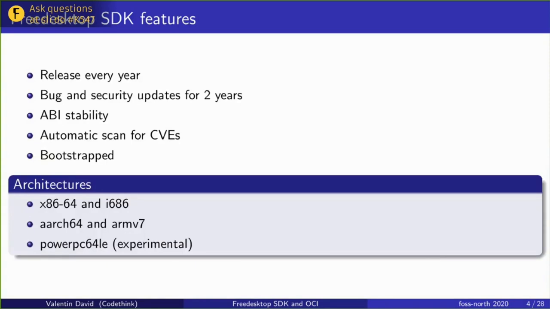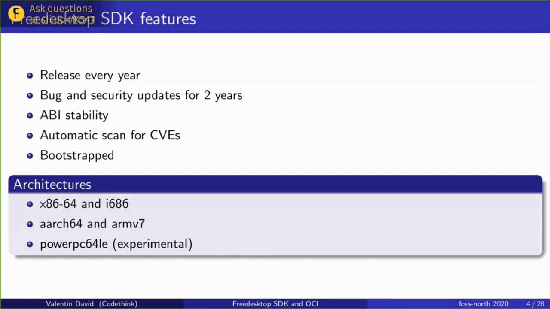Just some more information about the Freedesktop SDK. We release every year. For every release, we have 2 years of maintenance. We have ABI stability in each release branch. So we make sure that we are not going to break your application. We do that by running tools that verify that there are no removed symbols or new symbols, so that there's no worry and the runtime can be updated with bug fixes without breaking.